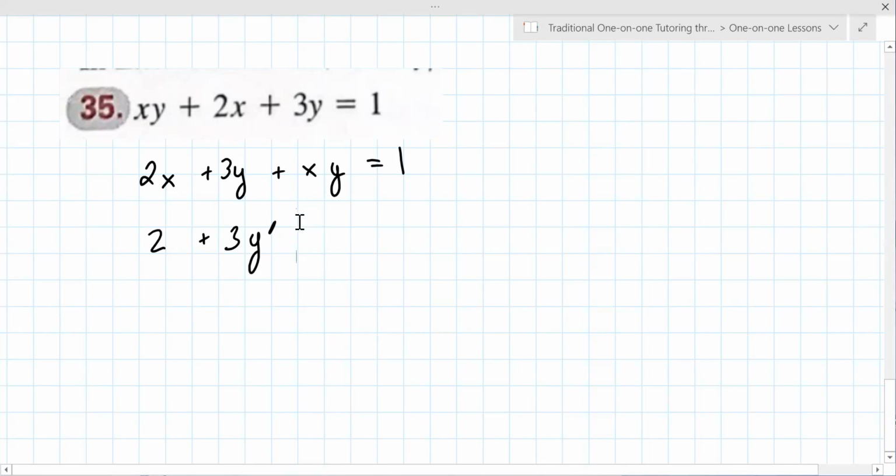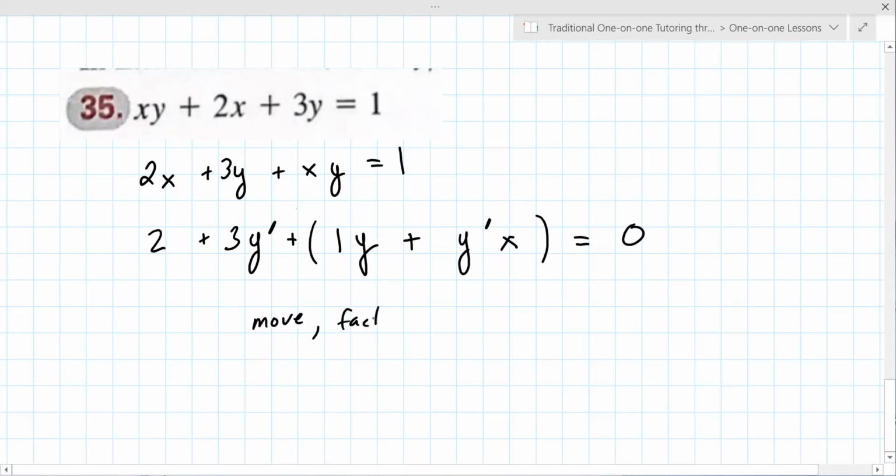So xy would just be 0, right? Well, it's product rule. The derivative of x is 1, and then you keep y, plus the derivative of y is y prime times x, equals what's the derivative of a constant? 0. This next part I call move, factor, and divide. You move all the y prime terms to one side and all the non-y prime terms to the other side.